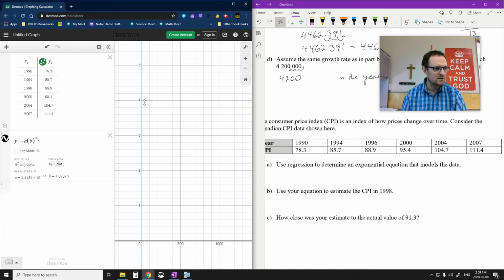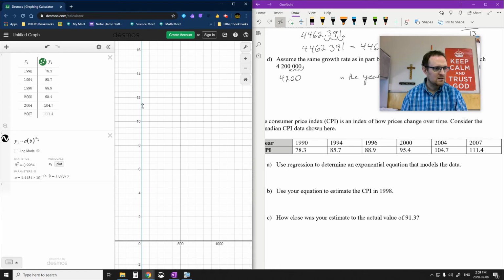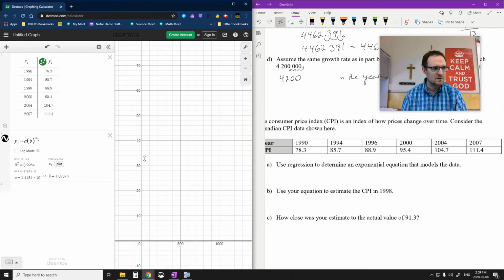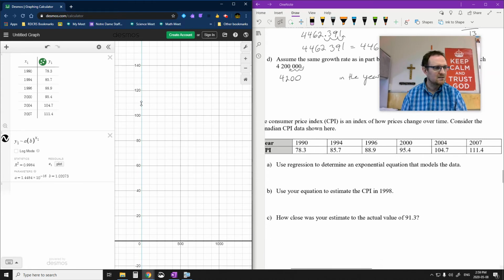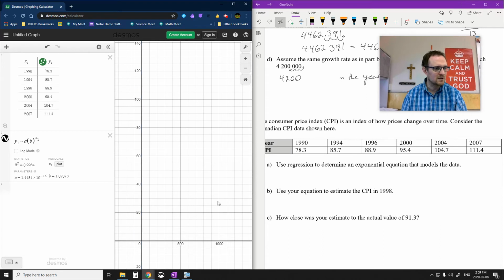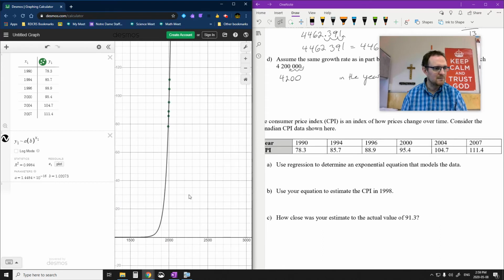I probably want to just go over here and just change this. I want to see my data too, so I'm going to go all the way up to the hundreds. You see my Y values here go to 111. So I want to at least go to those numbers. So somewhere right about there. There's my data. Sweet.